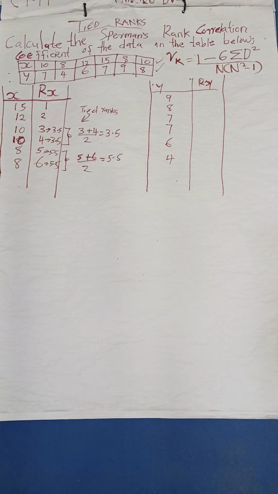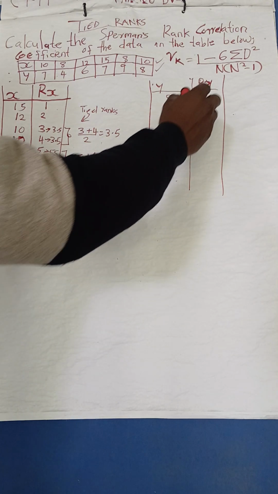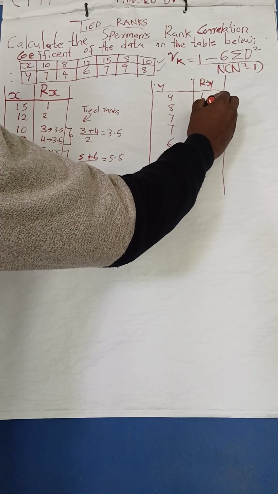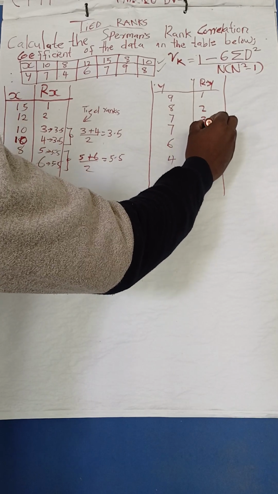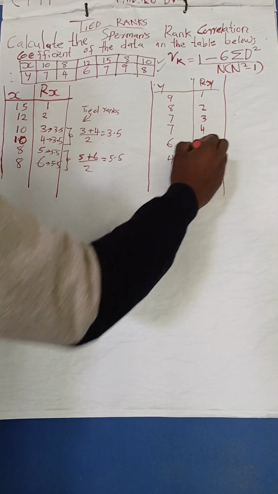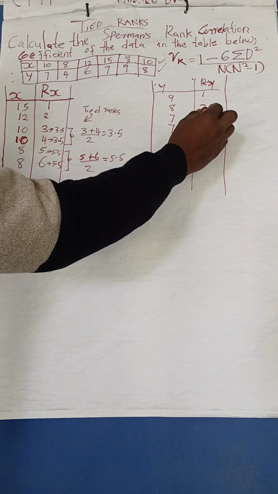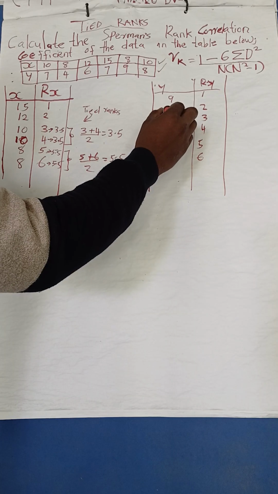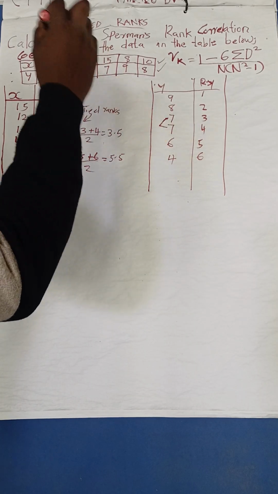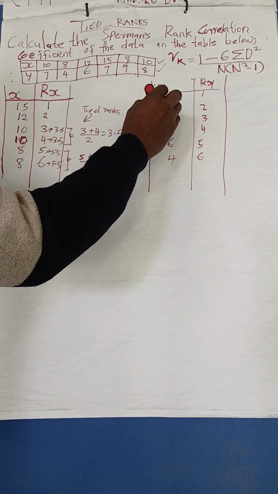Good. So the same thing, you rank them as usual. You give it 1, 2, 3, 4, 5, and 6. That is the first step. But you'll realize you have 2 that have tied in ranks, 3 and 4. They have tied. So this is what we now call tied ranks.